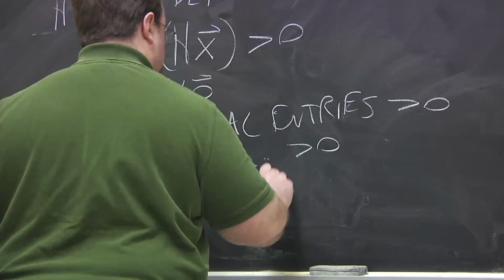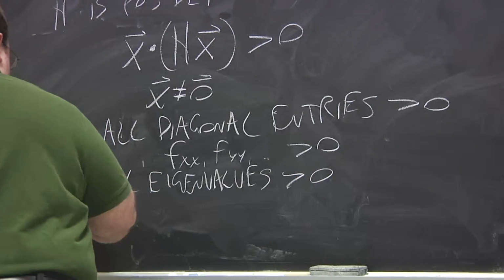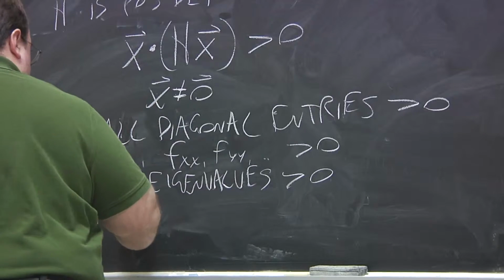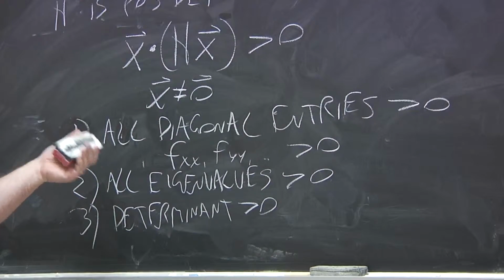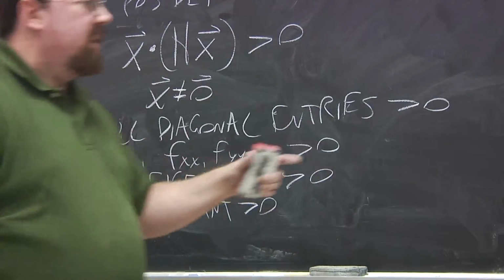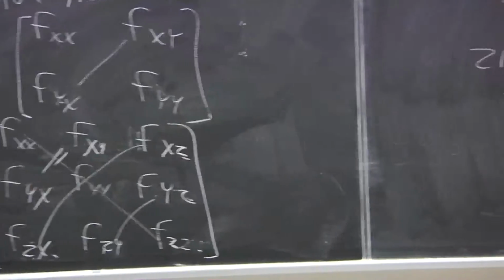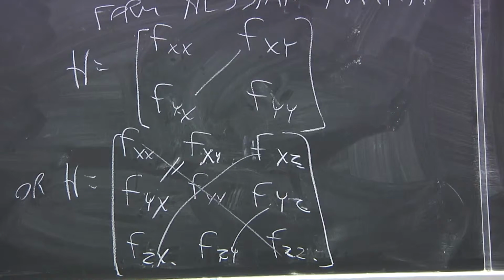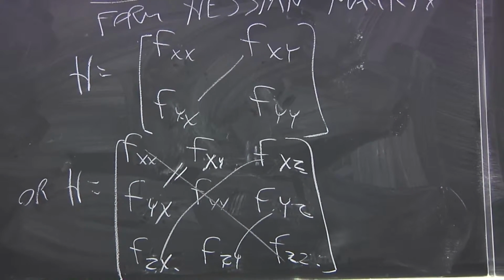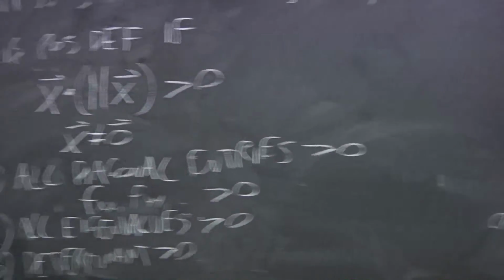All the eigenvalues are positive, and the determinant is positive also. But this is not really going to do us any good in a practical setting for checking if this particular matrix, for whatever second partial derivatives we have, is positive definite. So we need to take these facts and come up with something we can actually use.